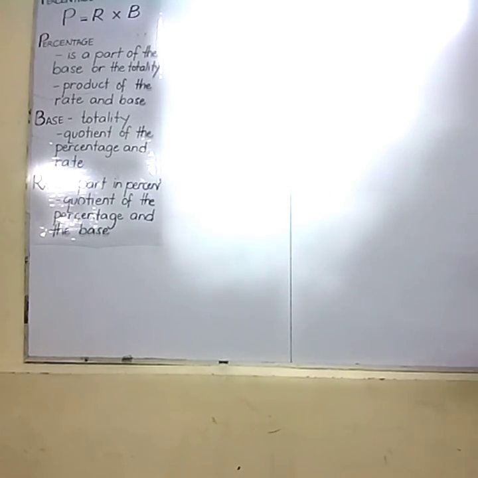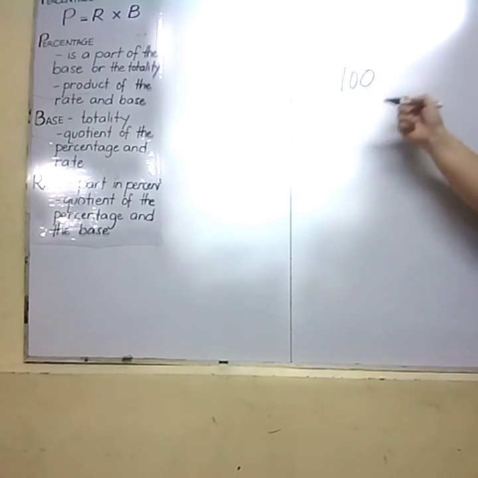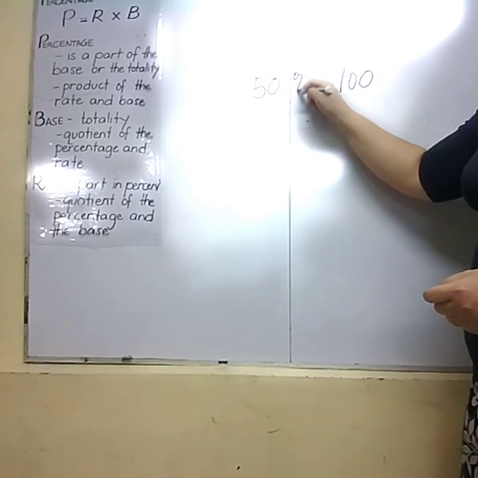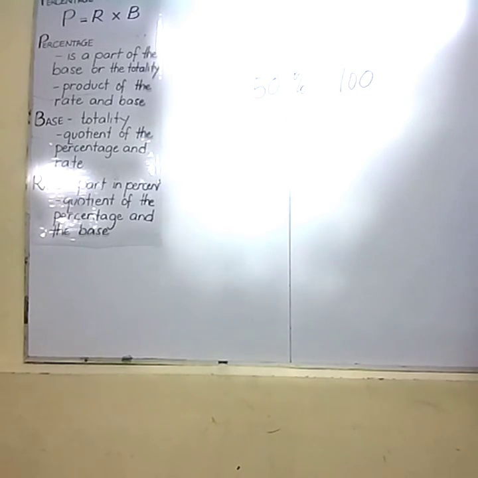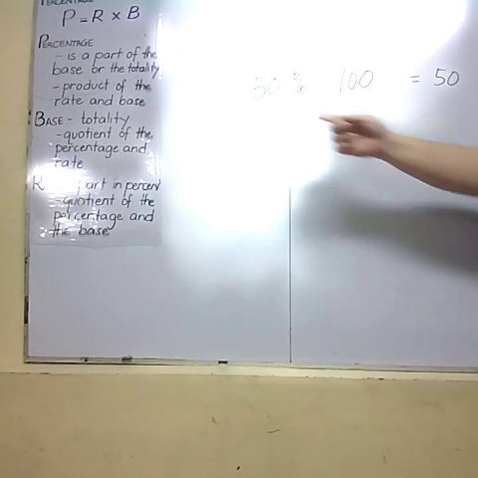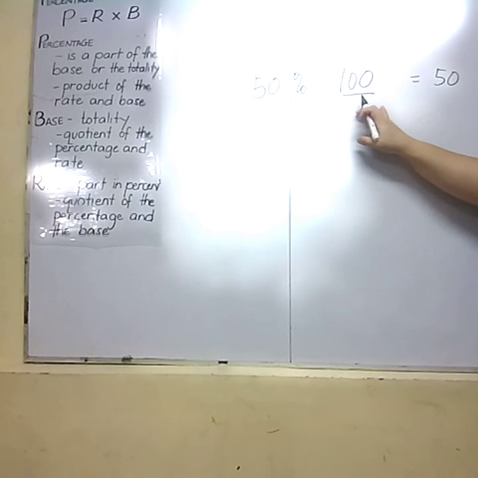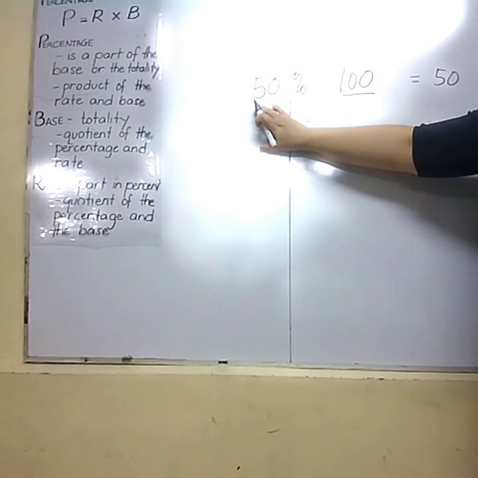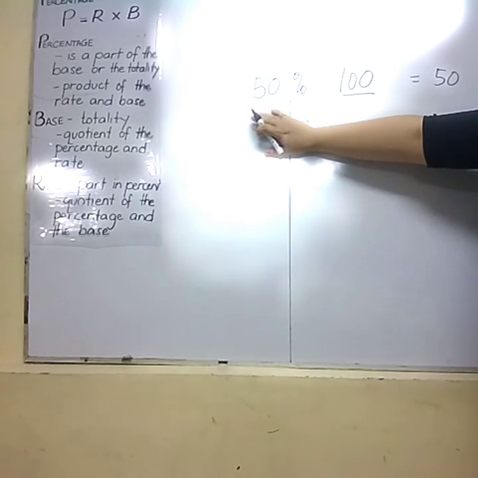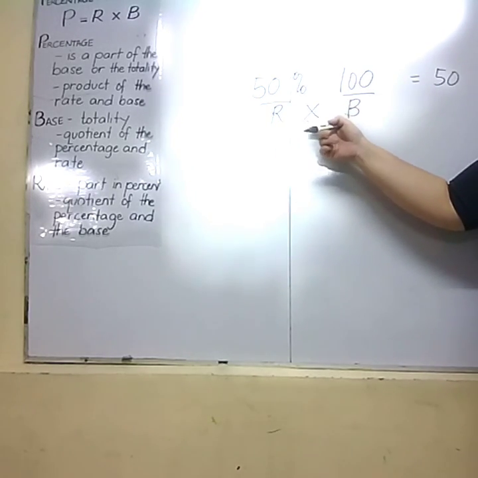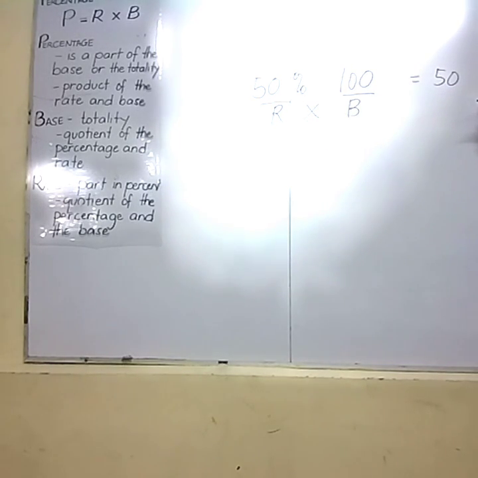So, for example, may 100 tayo. 100 na bilang. And then, we have 50%. What is 50% of 100? 50. So, 50 is the percentage. We multiply this by the totality. Ito yung total, yung 100. Ito naman yung kinukuha nating percentage, yung rate. And this one is the base. So, what we did is multiply it and we get 50.